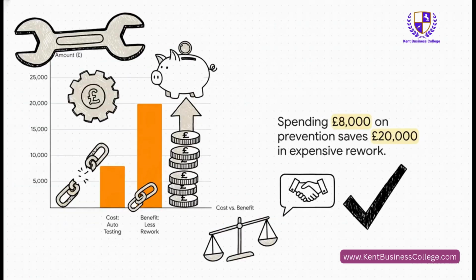And when you actually put the numbers down in a cost-benefit analysis, it's a no-brainer. Look at this example. Spending £8,000 on prevention activities, like automated testing, gives you a massive £20,000 return because you're cutting down on all that expensive rework. This is the kind of language that gets stakeholders to listen.